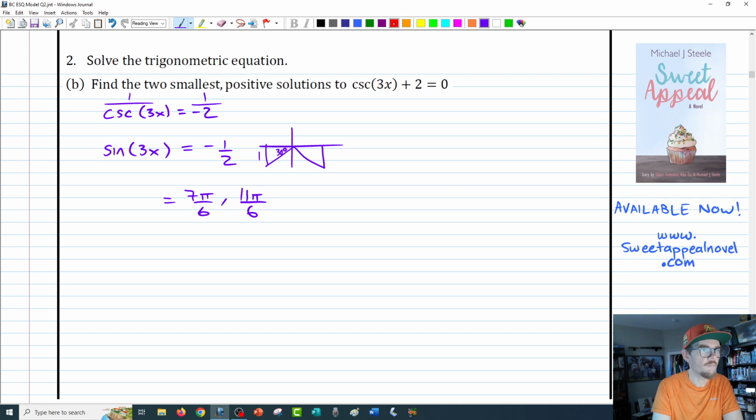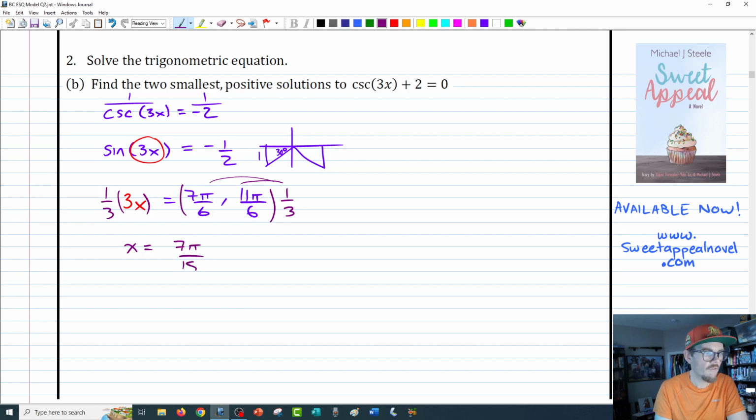But there's a difference here. The difference is this isn't just sine of x, it's the sine of 3x. That means 3x, that argument, has to be equal to 7 pi over 6 or 11 pi over 6. Now to get rid of this mess, all we have to do is multiply by 1/3. You could also say divide by 3, but I prefer to note that we're multiplying. I think that somehow is a little more intuitive. That gives us that x is equal to 7 pi over 18 and 11 pi over 18.